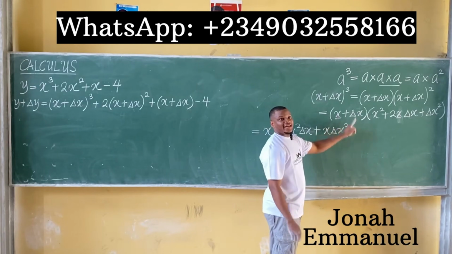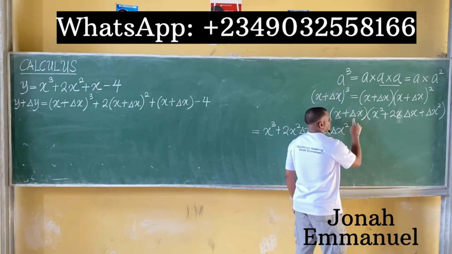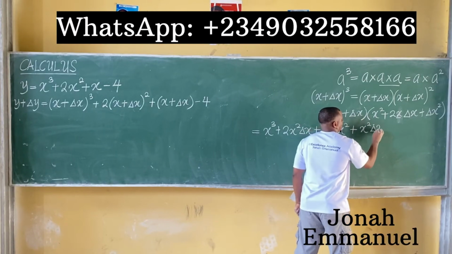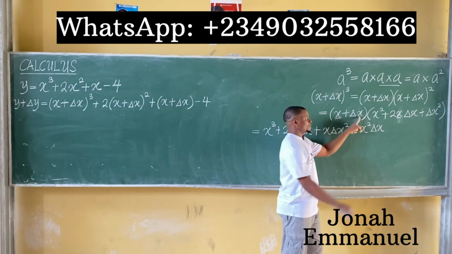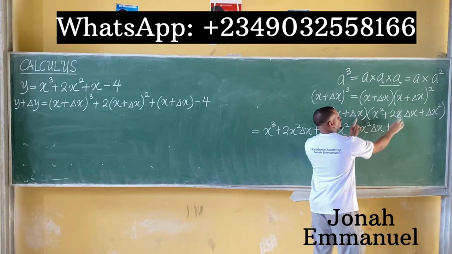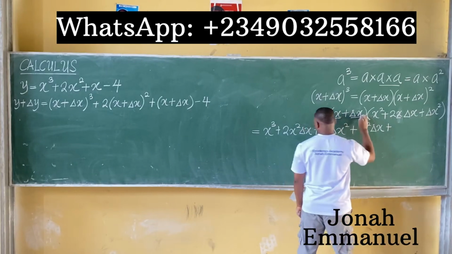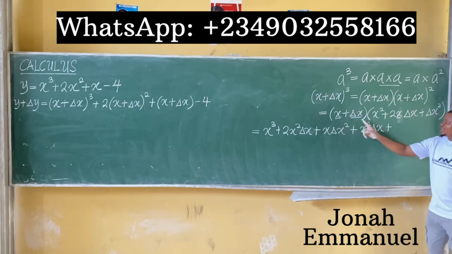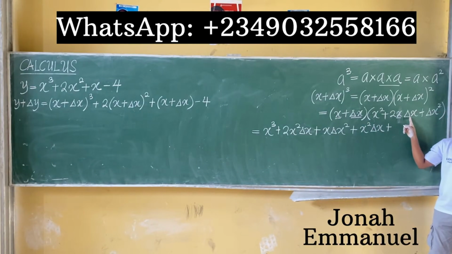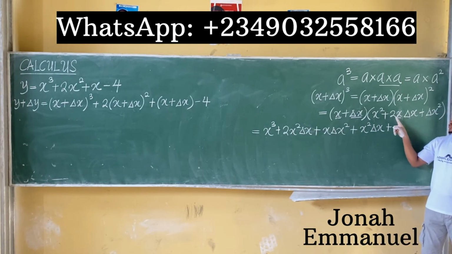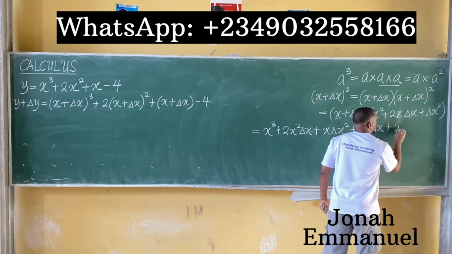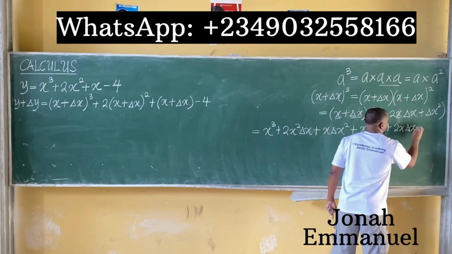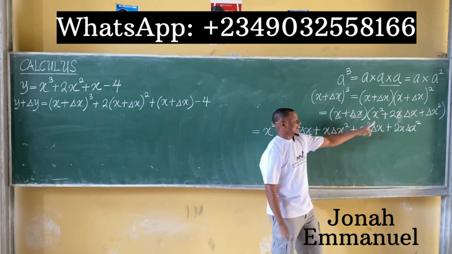I'm done with x. Let me take change in x. So it becomes plus change in x times x squared, which gives x squared change in x. You always take the x term first. Plus, this change in x will multiply the 2x change in x, so that becomes 2x change in x squared. Then finally, this and this, change in x times change in x squared, what do you have there?